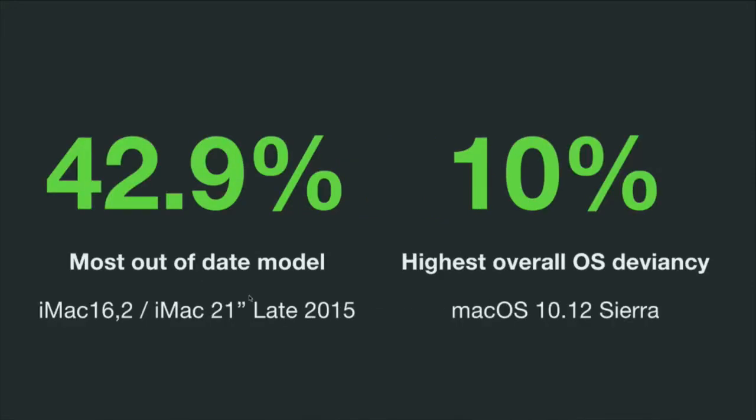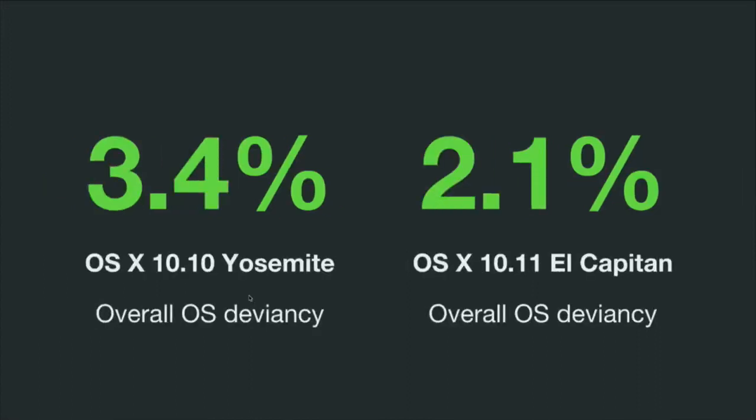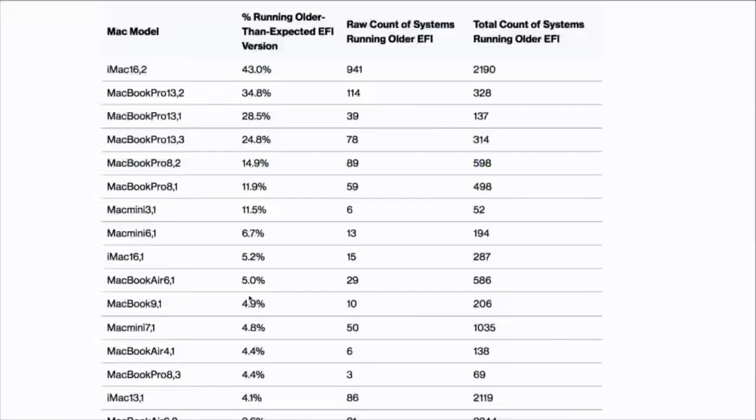And this breaks out across the board kind of differently. The most out-of-date model was actually a pretty recent iMac model, where almost 43% were out of date. And the then-current OS at the time, when isolated for just 10.12, was actually 10% out of date, which goes up on the concerning scale. And then 10.11 was out of date 2.1%, and 10.10 3.4%. So it seemed to kind of go back and forth as far as out-of-date numbers.